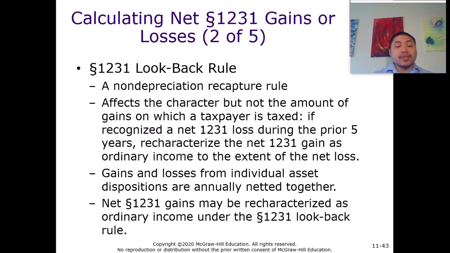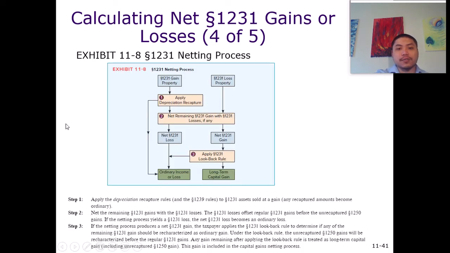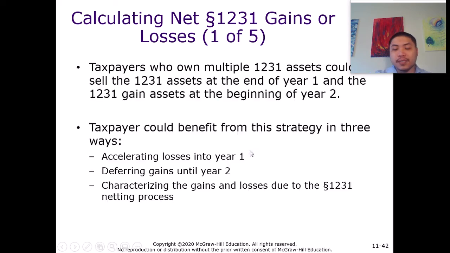In doing so, this rule helps prevent people from accelerating recognition of loss and then deferring recognition of gain to later years. And remember that the gain and the loss have to be the net. So whatever we're talking about right here is the netted amount. Remember this process, right? Whatever we talk about here is these two amounts after the netting process at the end of the year. Does the person recognize the loss? Does the person recognize the gain? Right.